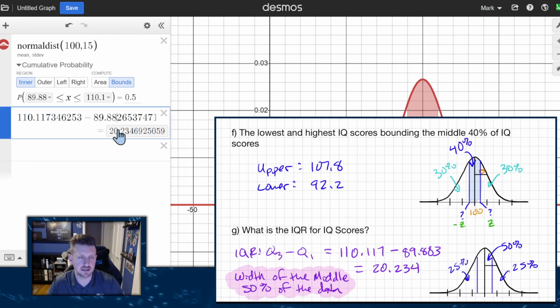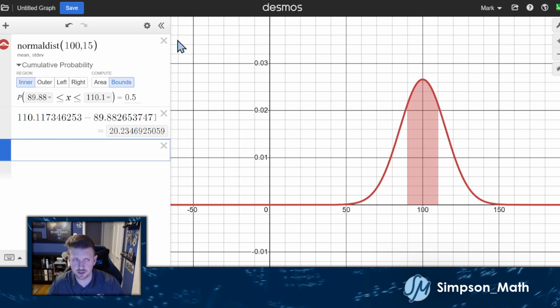This is the Q3 minus this Q1, which gives me that 20-ish. So my IQR is this 20-ish. Again, what did I do? This is the middle 50%, and the width of the middle 50% is the IQR. So I took those two bounds and subtracted them. Let's be a little bit more mechanical about this. Reminder that the IQR is the middle 50%. It's also Q3 minus Q1.